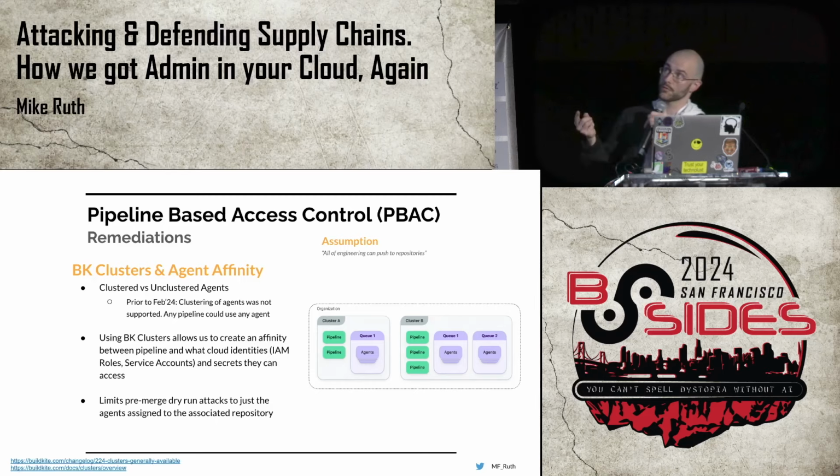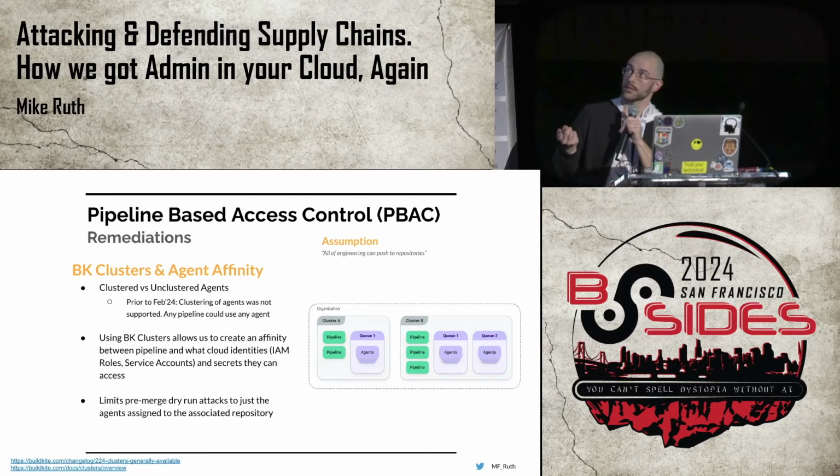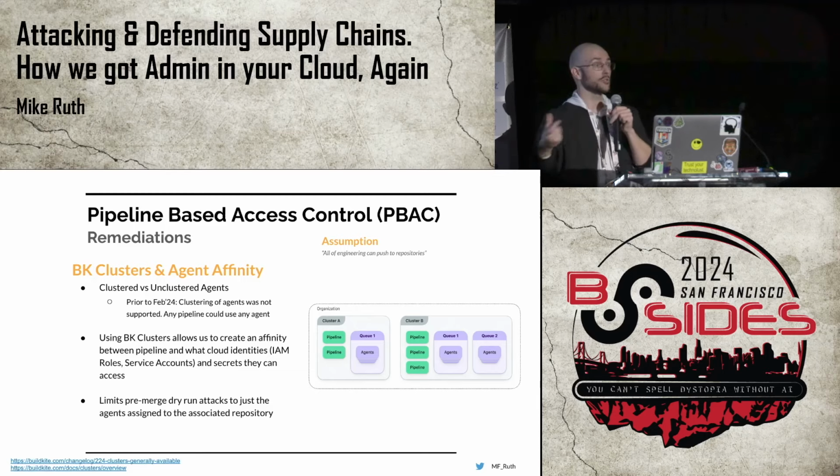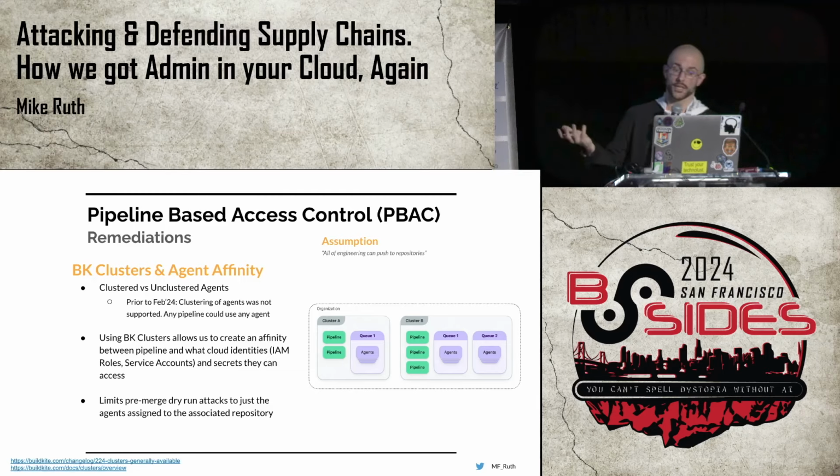It was only in February of 2024 that BuildKite created this functionality in GA called clusters, which does exactly what we talked about, where we can create a cluster, and in that cluster have agents and the pipelines that can use those agents. So then we actually create this affinity like we talked about.